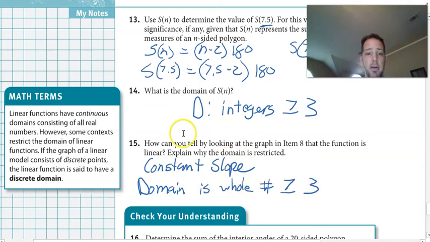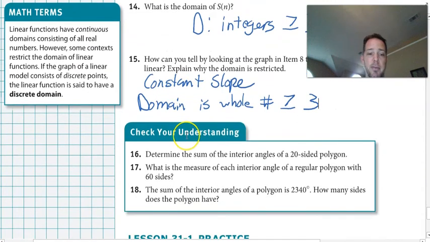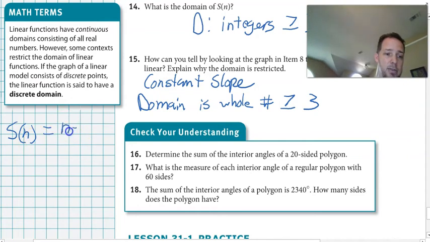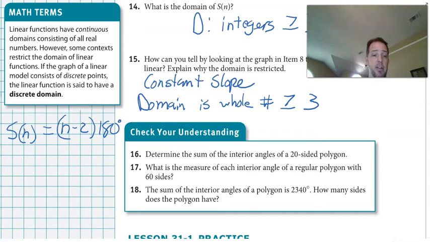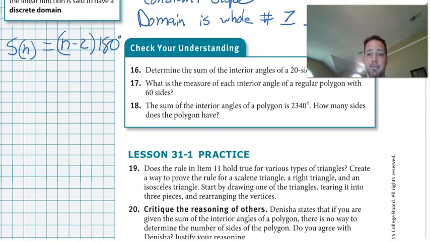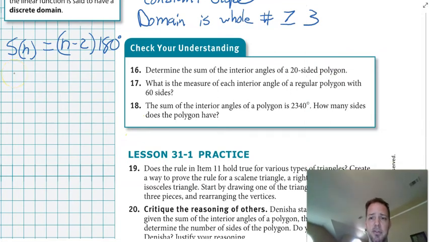Okay, so at this point, let's practice with the formula. For numbers 16 through 18, we're going to use this formula we just came up with to represent the sum of the interior angles of a polygon with n number of sides equals n minus 2 times 180. So pause here, try number 16, 17, and 18, and see what you come up with.